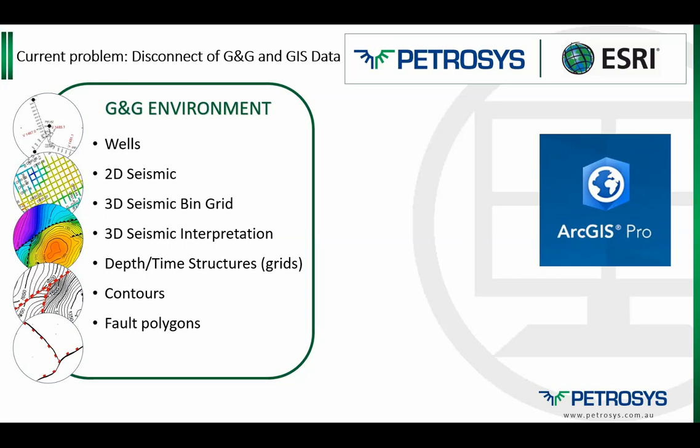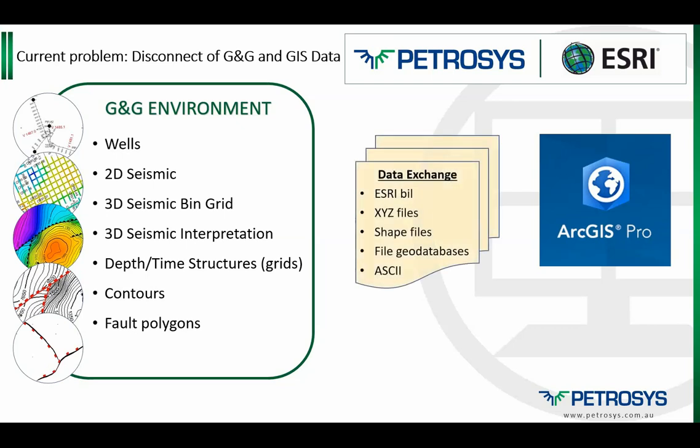Where the problem comes in is that ArcGIS Pro and Esri's products in general are really a global standard for high quality mapping. So I think most companies are familiar with using ArcGIS Pro, and the problem that we have is that there's a disconnect between the companies that want to create maps and present models in ArcGIS Pro and the G&G data themselves. And so what we often see people doing is using exchange routines to convert data from the G&G environment and be able to create maps within ArcGIS Pro.